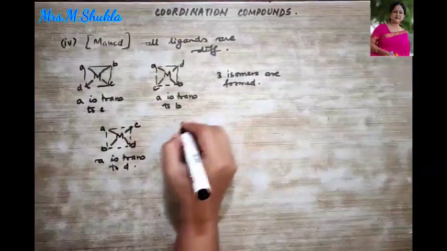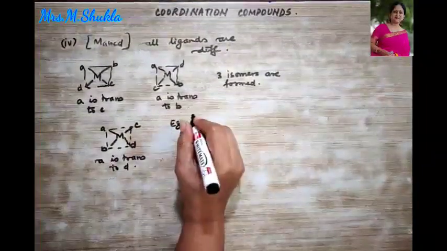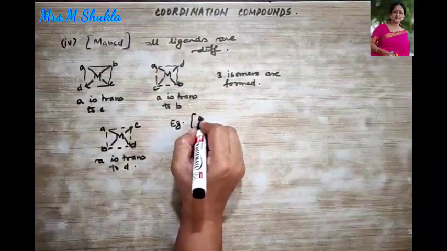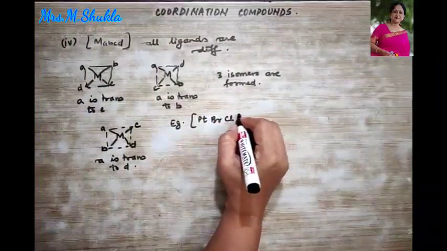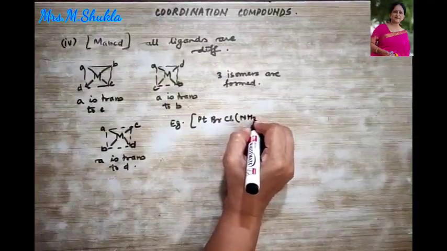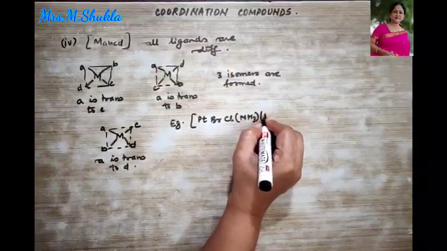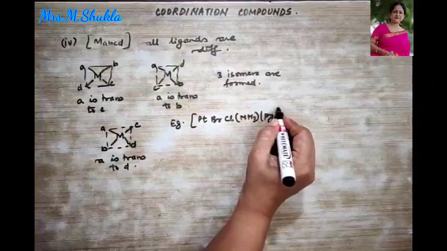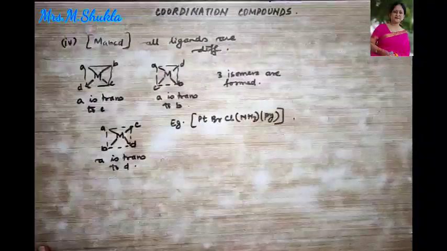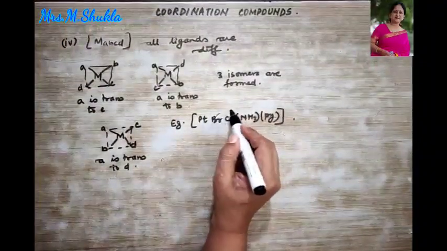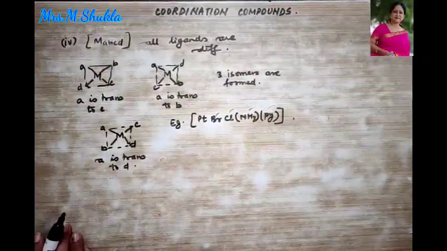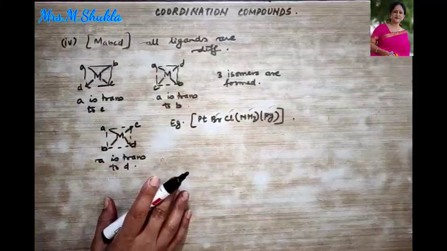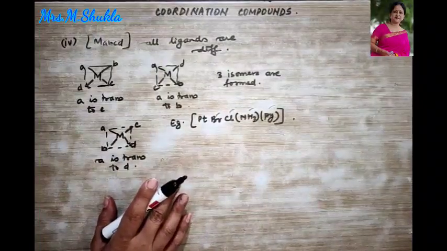Clear? So let's take an example over here. For example, it could be platinum bromidochloridoammine pyridine. Okay, this could be the example where all your four ligands are different. So this was all about coordination number 4.